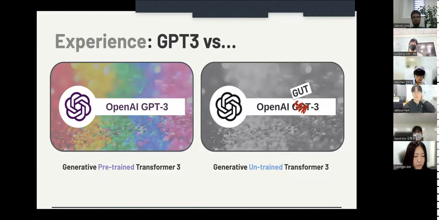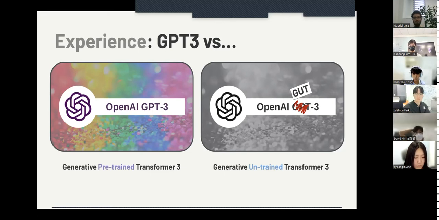Can we truly say that GPT-3 is actually more intelligent than GUT3? Well, the answer is no, right? Because they're literally carbon copies of each other. In terms of intelligence, in terms of potential, they're basically the same. It's just that one has more experience than the other. If you give the untrained model the same experience as the pre-trained model, they're both going to achieve the same performance. So when we talk about measuring intelligence, we have to keep in mind that experience matters.